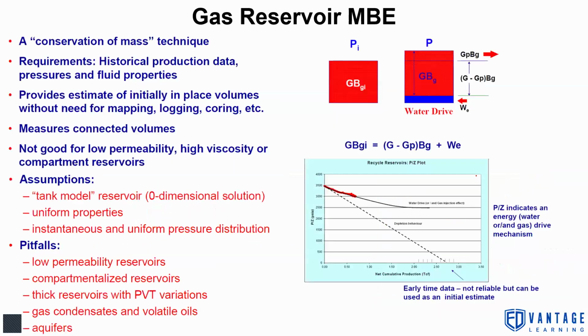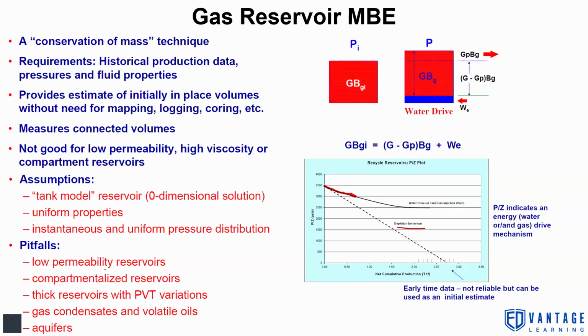Gas reservoir MBE, as I've told you, assumes a tank model or zero-dimensional solution. It has uniform properties and instantaneous, uniform pressure distribution. If it is a straight line, it is depletion behavior or pure volumetric behavior, where pressure is the only energy supplied to the reservoir to produce gas. But if it goes upwards with a partly zero slope at later times, this can be water drive or a gas injection effect.